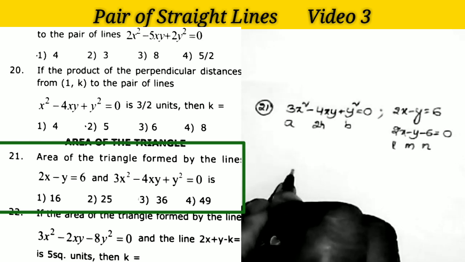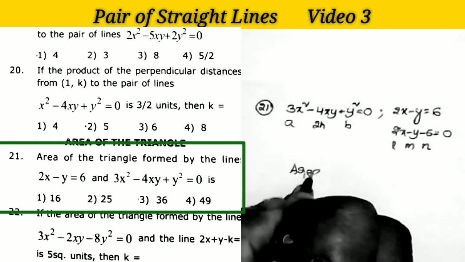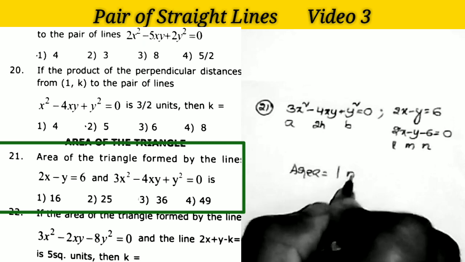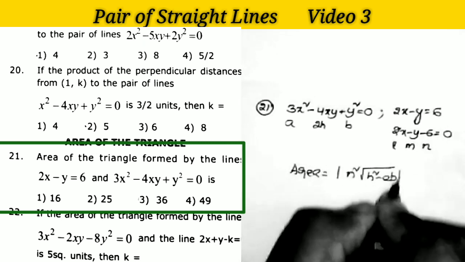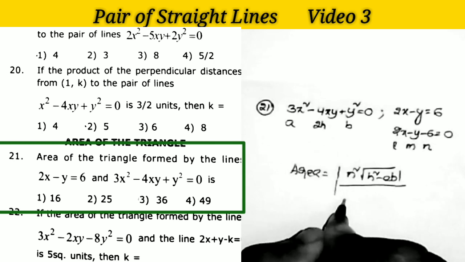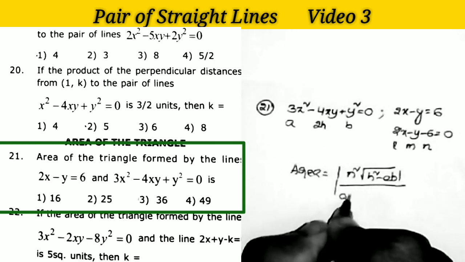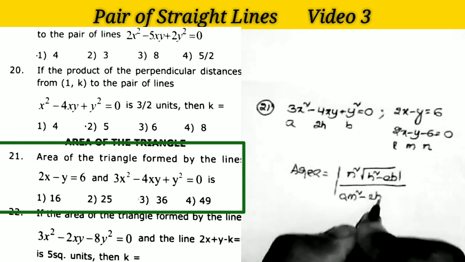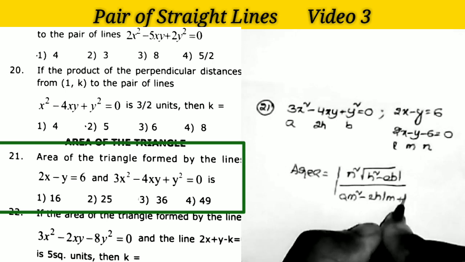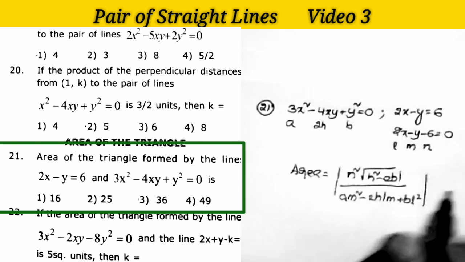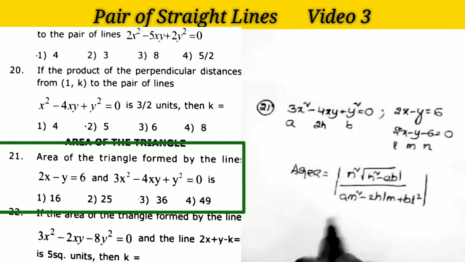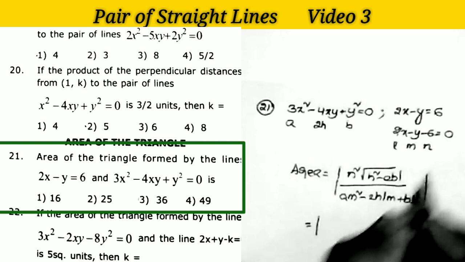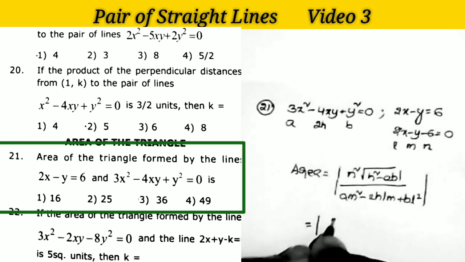Okay. Now the area of the triangle means we have one formula here. So replacing the values in that formula to get the answer. The formula is modulus of n² into square root of (h² - ab) by (am² - 2hlm + bl²). This is the formula for finding the area of the triangle formed by the given pair of straight lines and with the given line. Okay, now replacing the values. n² , n is equal to -6, n² is equal to 36.